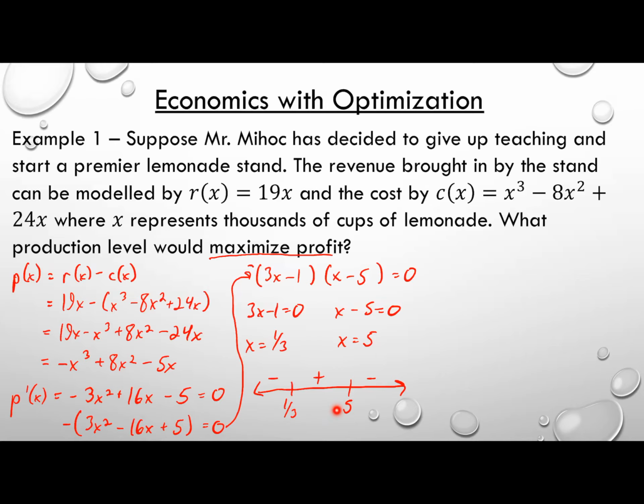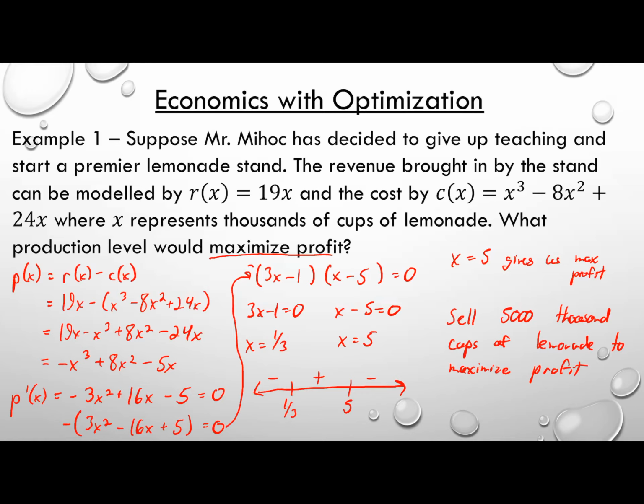So x equals 5 gives us max profit. So in other words, because remember, x represents thousands of cups of lemonade, so sell 5,000 cups of lemonade to maximize profit. So that's what we need to do, or that's what I need to do in order to maximize the profit of my premier lemonade stand.